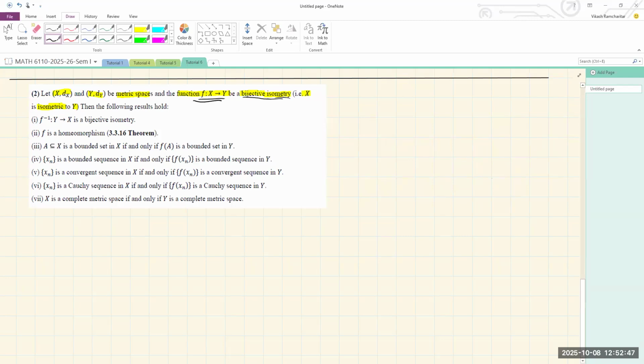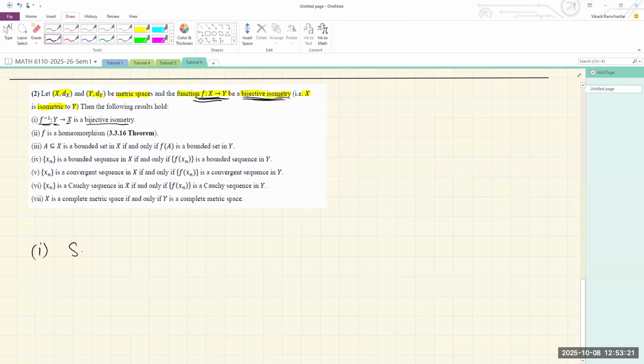So the first thing we want to show is that if F is a bijective isometry, then its inverse, of course, the inverse goes the opposite way, going from Y to X, is also a bijective isometry. Okay, so let's see how to do this. Since f is a bijective function, you know that f inverse is also a bijective function. So maybe we can start by writing that.